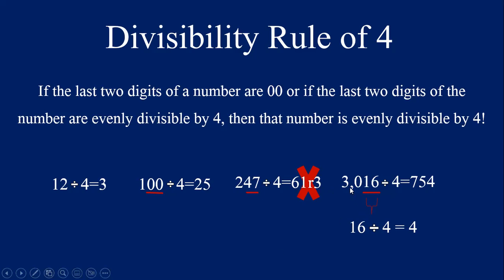Let's look at this last number, 3016. 3016 does not end in 0, 0, but let's focus on these last two digits. There's a 1 and a 6, which is the number 16. Think, is 16 a multiple of 4? 4, 8, 12, 16. Yes, it is. Since 16 is a multiple of 4, then 3016 will be evenly divisible by 4, and we get the answer of 754 for that one.